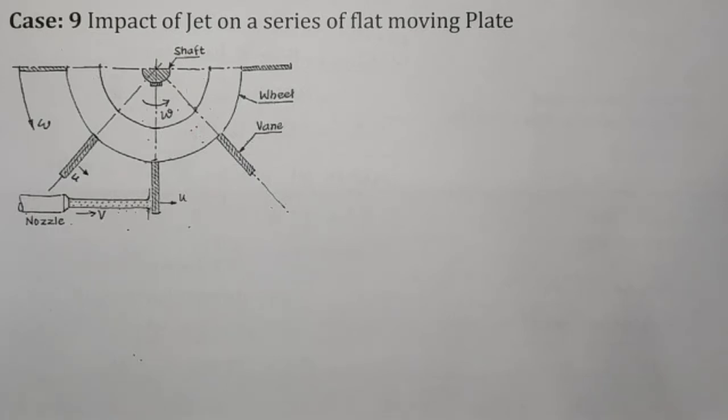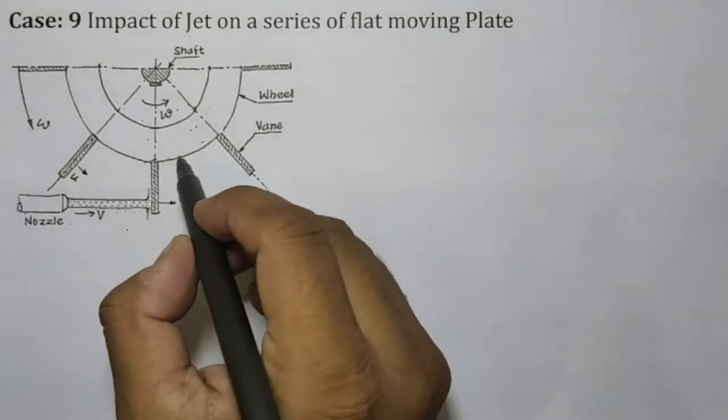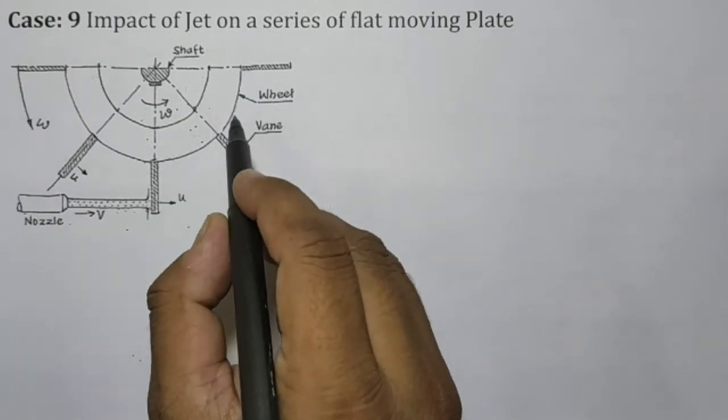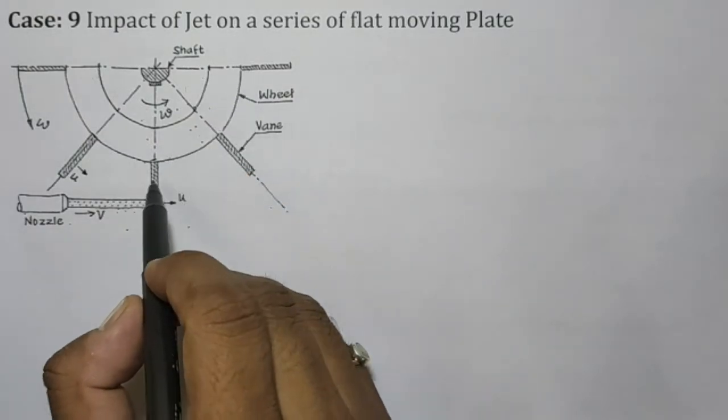We also considered a very important thing: the condition for maximum efficiency. For different types of plates there are different conditions on the velocity of the vane with respect to the velocity of the jet. All these things we have studied. Now here we are going to see the force exerted on this particular flat plate.